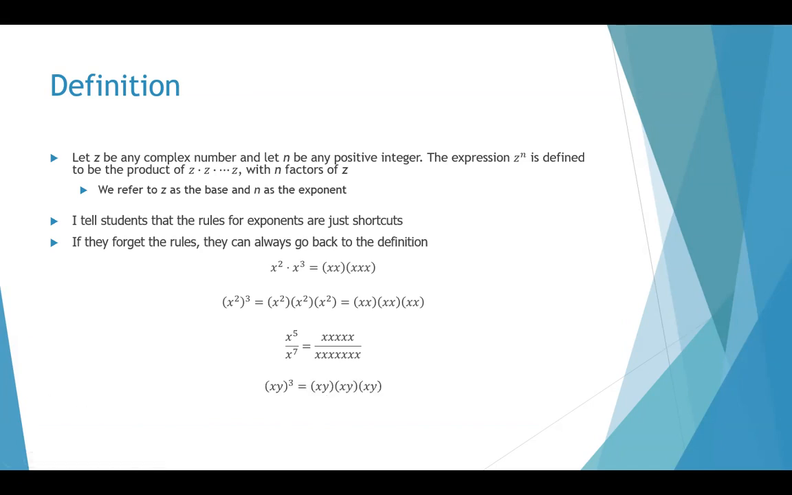You guys are familiar with this. x times y to the third power is x times y times x times y times x times y, which, since they're all multiplication, you could write as x times x times x times y times y times y. So you'd have x to the third power, y to the third power.